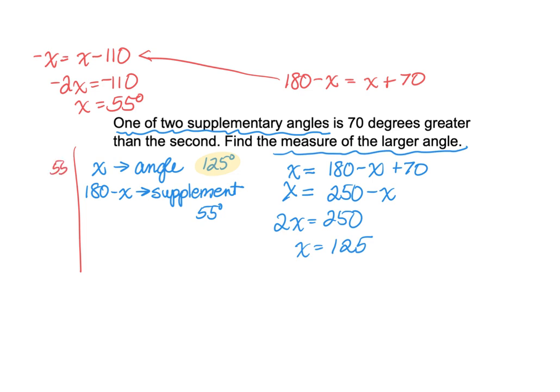Now notice, in this case, x turns out to be 55 degrees. The other angle is 180 minus x, which would then give me 125. It asks what's the larger angle. The larger angle is still 125. So you get the correct answer either way you go about it. It's just that x represents a different angle in the red equation.